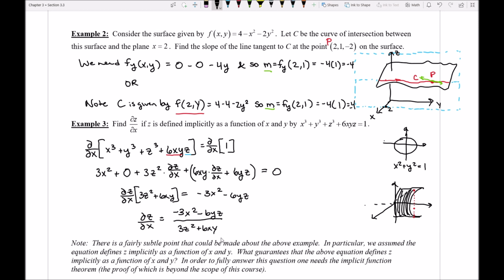Now, of course, you could maybe do some stuff here to reduce this fraction, factor out a 3 from top and bottom, but I don't really care. This is perfectly acceptable here as a partial derivative. It's kind of cool because we're, again, just using the idea of implicit differentiation that we would have seen back in a Calc 1 class.